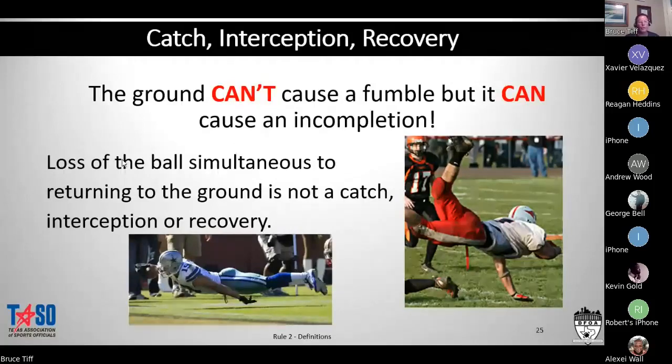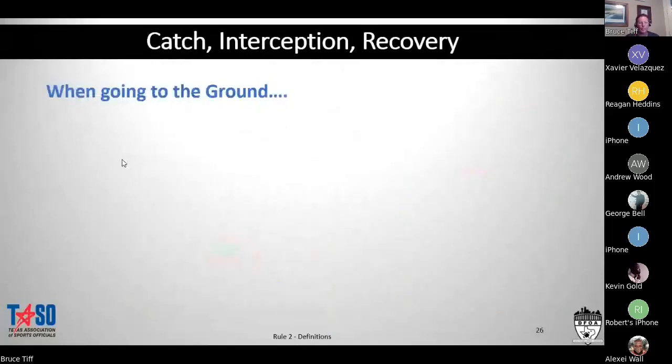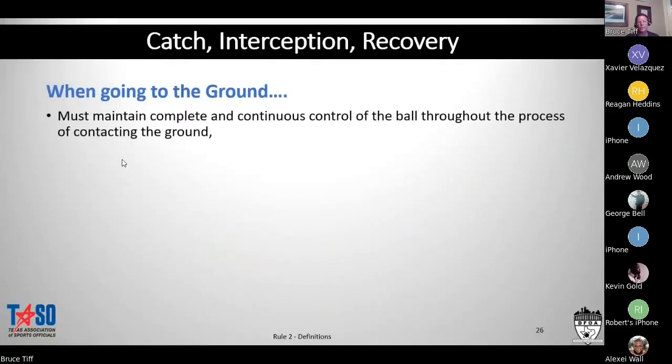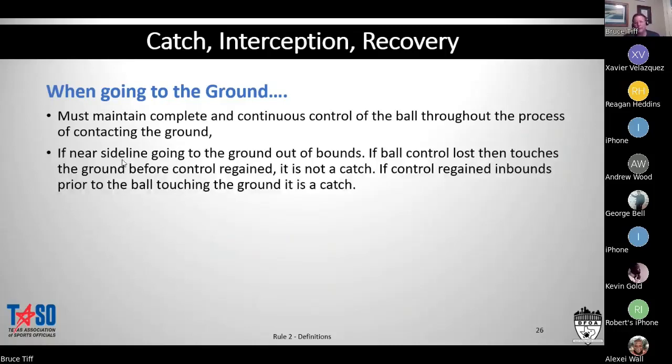So let's recap. When going to the ground, the receiver must maintain complete and continuous control of the ball throughout the process of contacting the ground. Unfortunately, when we meet in a classroom, we can actually demonstrate this for you in person, but hopefully you get the idea here. If they're near the sideline going to the ground out of bounds, and ball control is lost, then the ball touches the ground before control is regained, it is not a catch. If control is regained in bounds prior to the ball touching the ground, then it is a catch.